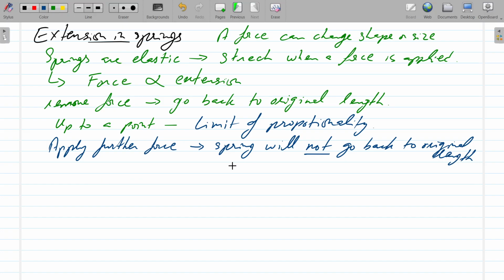Within the limit, if you started at, for example, x, every time you applied a force it became x plus, for example, 5, and then it went back to x after you removed the force. But when you applied a greater force, beyond the limit of proportionality, you started off with x, went to x plus 7, for example, and when you removed the force, you ended up with x plus 1. So there's some extension still left, and that means the elastic properties have been lost, and the spring is not going to work the same way again.